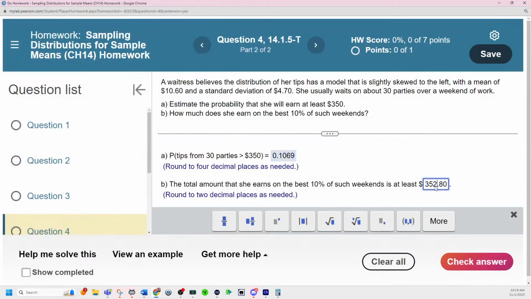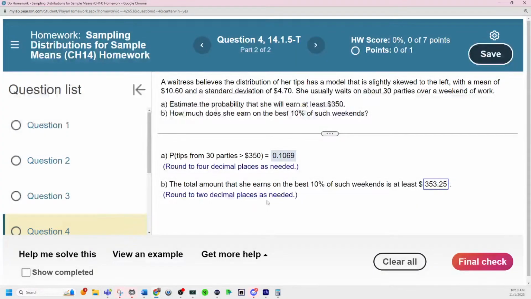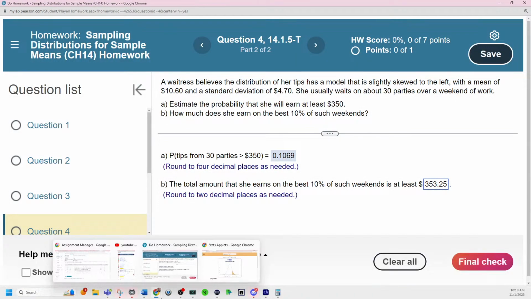And we didn't get it right. I get one more guess. We'll try this right here. It says to 2 decimals. And we didn't get it right. We're probably close. But now let's go back to the applet.